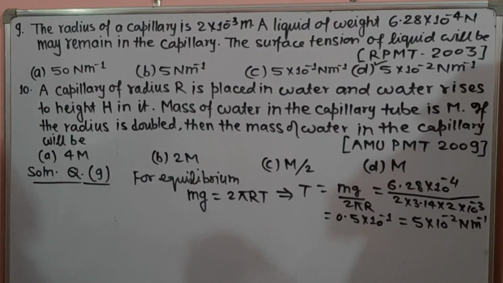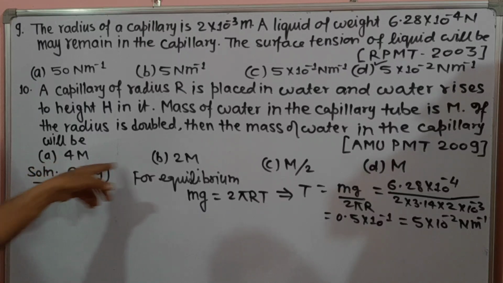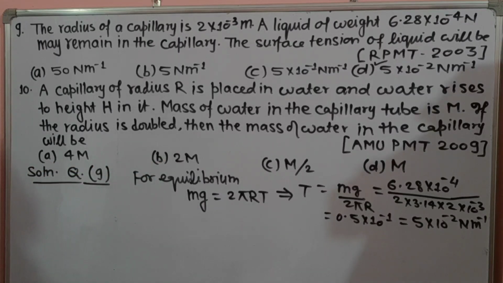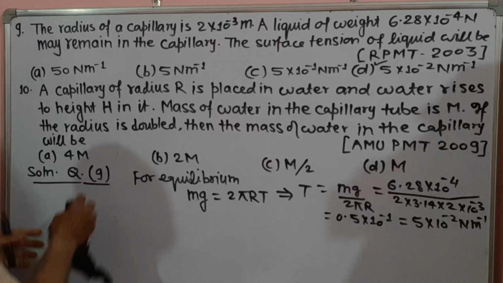Next, question number 10. The question is, a capillary of radius r is placed in water and water rises to a height h in it. Mass of water in the capillary tube is m. If the radius is doubled, then the mass of water in the capillary will be. These are the options. Now, solution to question 10.